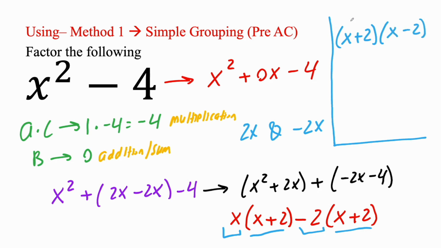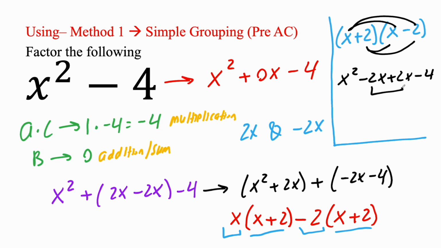But it's always a good idea to check. x times x gives you x squared, x times negative 2 gives you negative 2x, 2 times x is positive 2x, and 2 times negative 2 is negative 4. So x squared matches, negative 4 matches, and negative 2x plus 2x is 0x, so no middle piece.